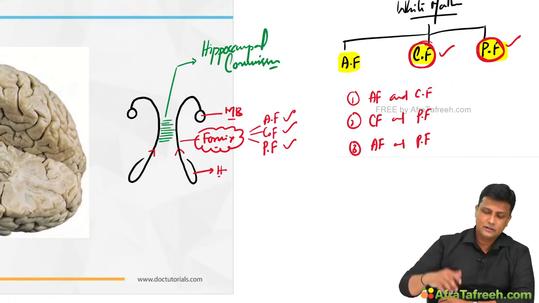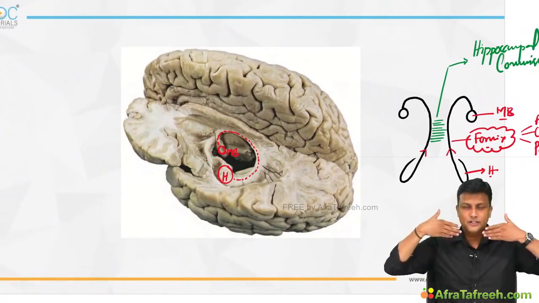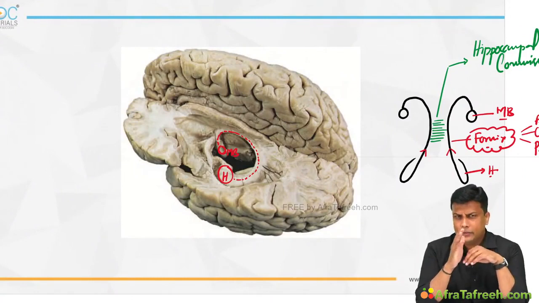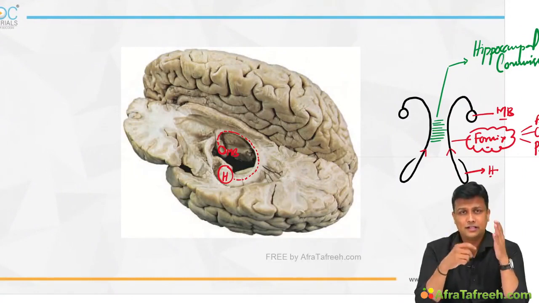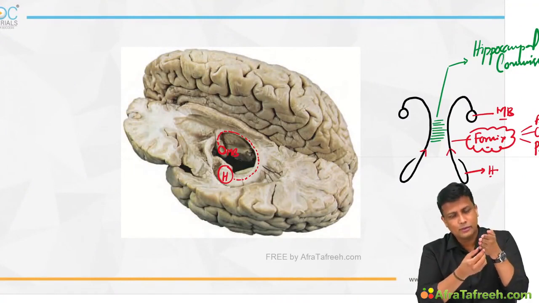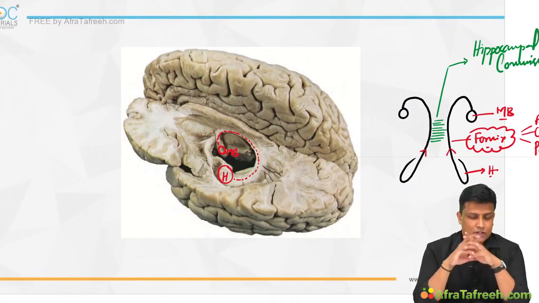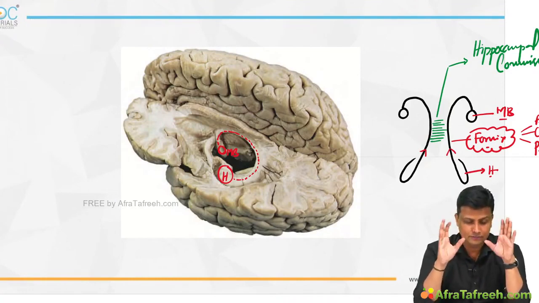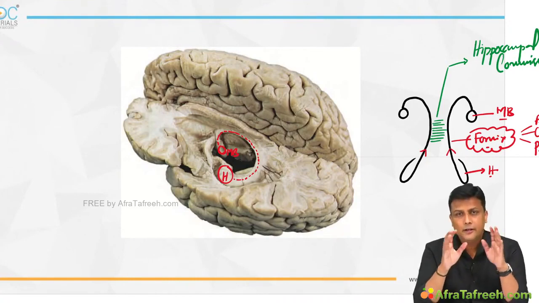When you look at a diagram of the brain in the coronal section, you will be able to appreciate the two lateral ventricles, and between the two lateral ventricles there is a septum known as septum pellucidum. The lower border of the septum pellucidum will have the fornix attached to it. So fornix will be attached to the lower border of the septum pellucidum.